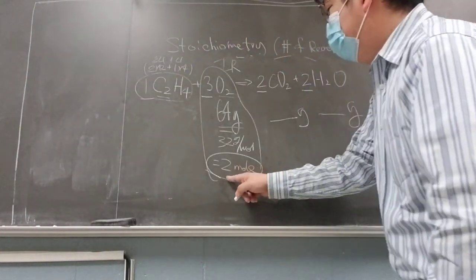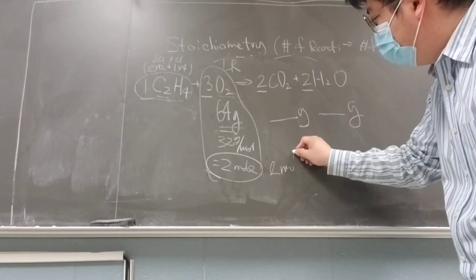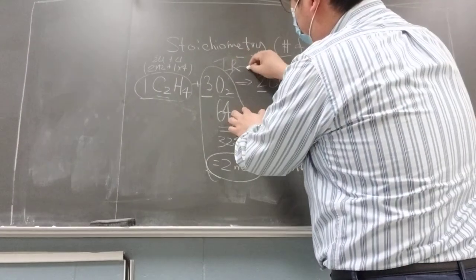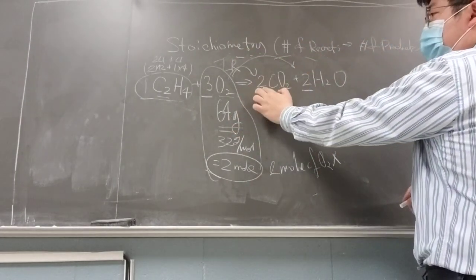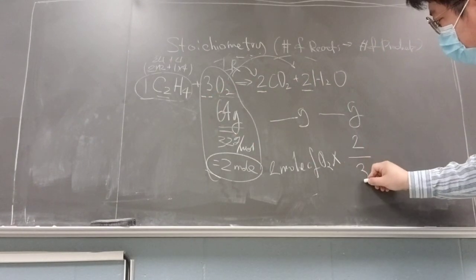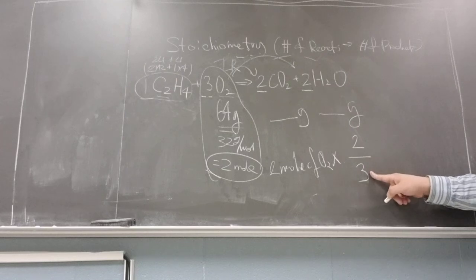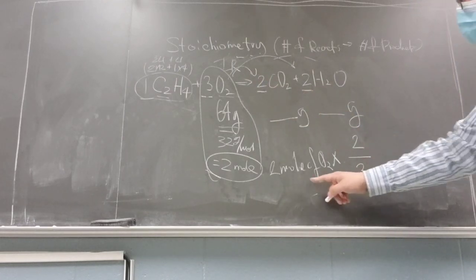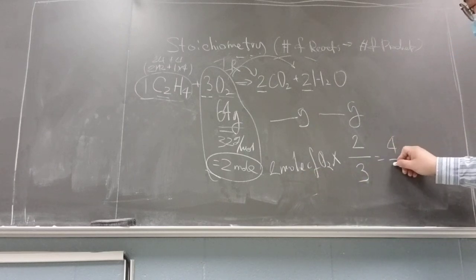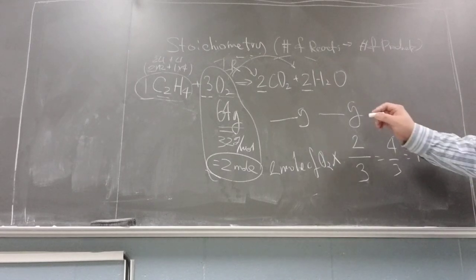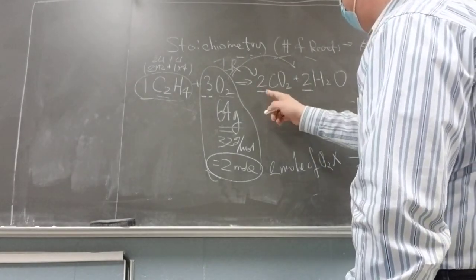So this is 2 moles of oxygen. Now you're going to compare this one to here and here. So it'll be 2 over 3, both of them. So the expected moles of these two products are just 2 over 3, because this is where you started from. So this is about 4 over 3, which is about 1.333333, okay? So for those two, it's the same ratio, right?